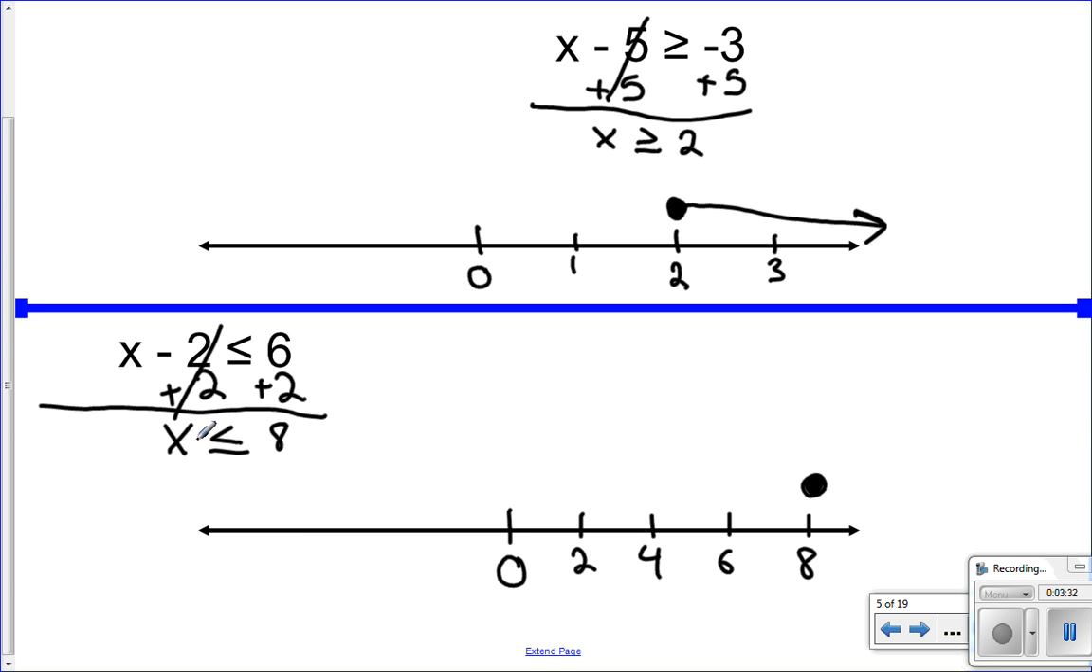0 is less than 8. And to show that it works, you could plug 0 into this inequality. 0 minus 2 equals negative 2. And negative 2 is less than 6. So it's going to be everything to the left of it.